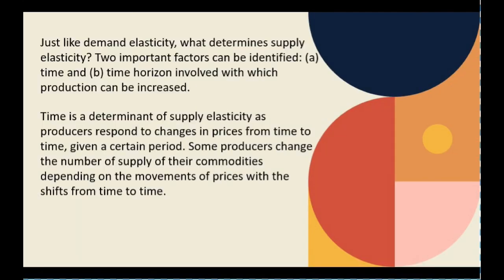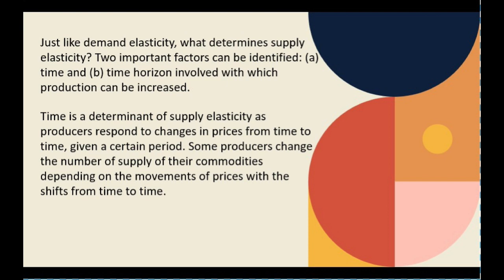What determines supply elasticity? Two important factors can be identified. First is time, and second, the time horizon involved with which production can be increased. So time is a determinant of supply elasticity as producers respond to changes in prices from time to time, given a certain period. So some producers change the supply of their commodities depending on the movement of prices with the shift from time to time.